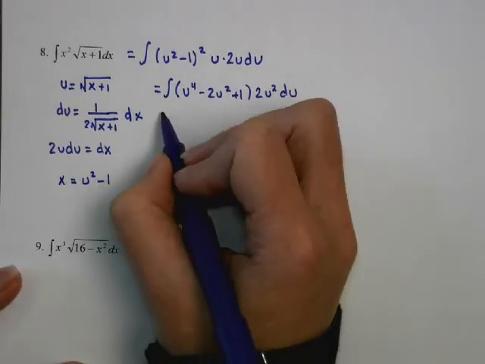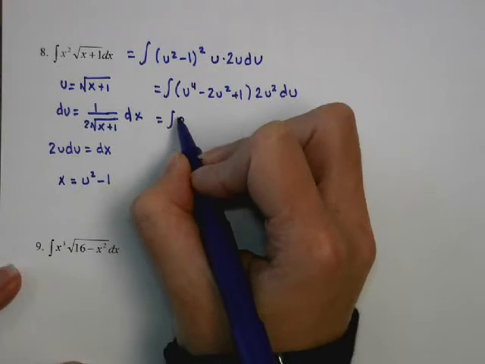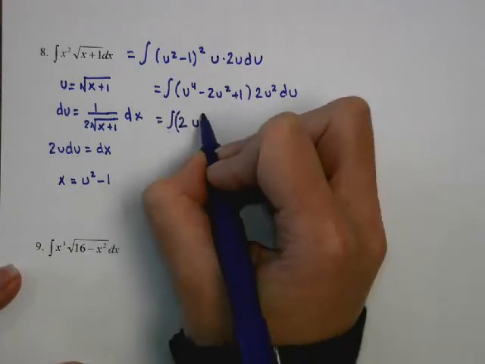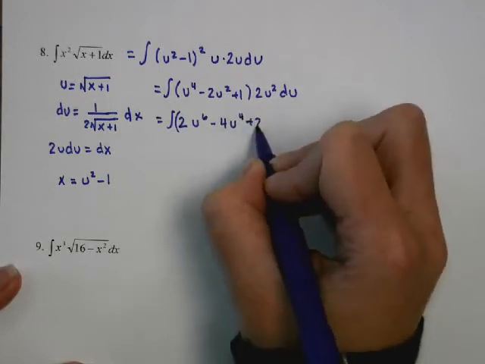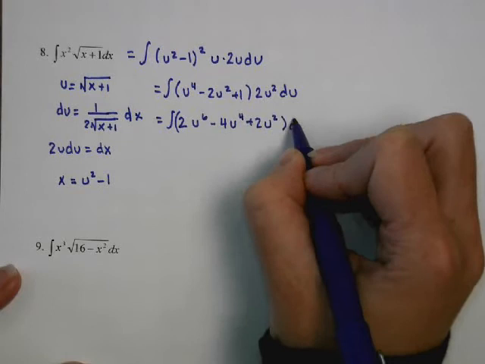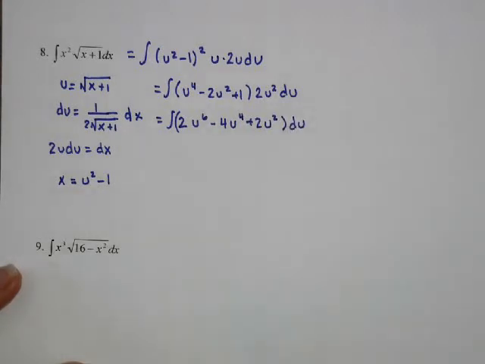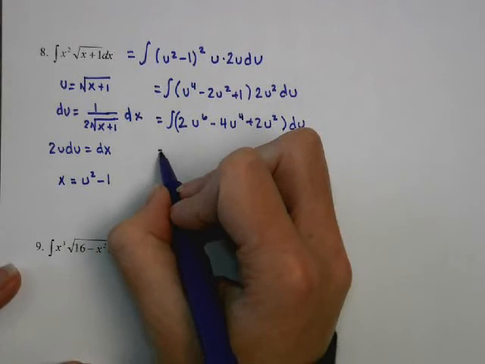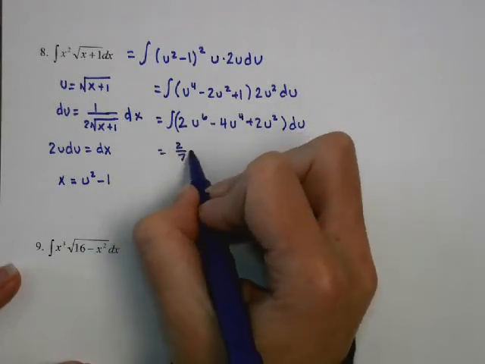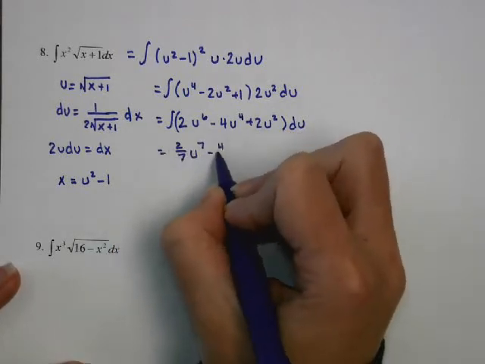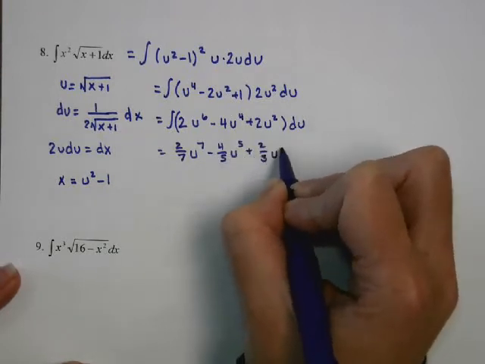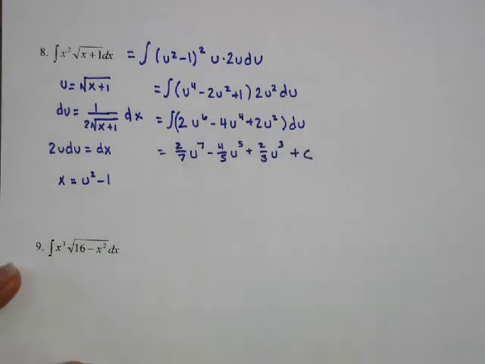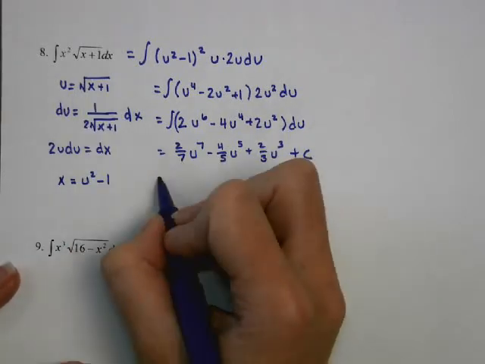Now I'll distribute that in. 2u to the 6th minus 4u to the 4th plus 2u squared. Now we can integrate. We just have a nice polynomial here. So this is going to be 2/7 u to the 7 minus 4/5 u to the 5th plus 2/3 u cubed plus c. And then we'll plug back in our u.